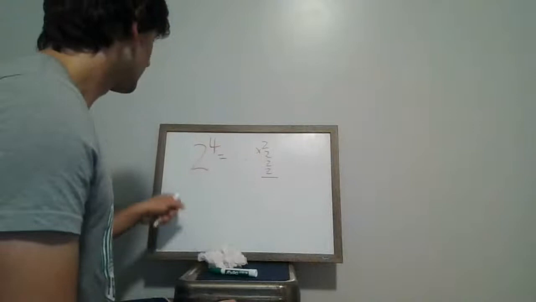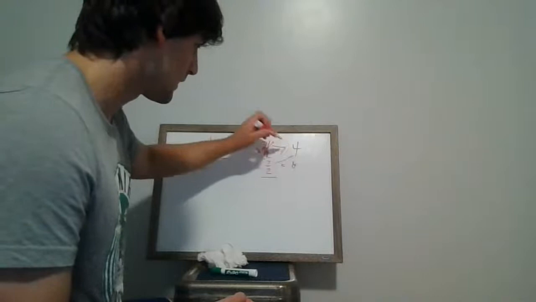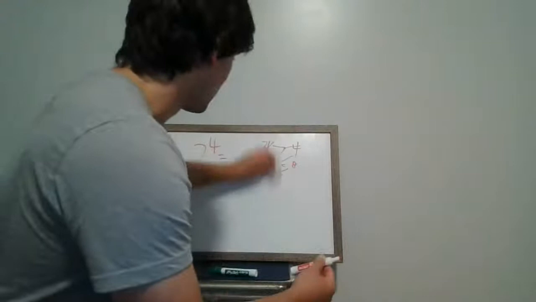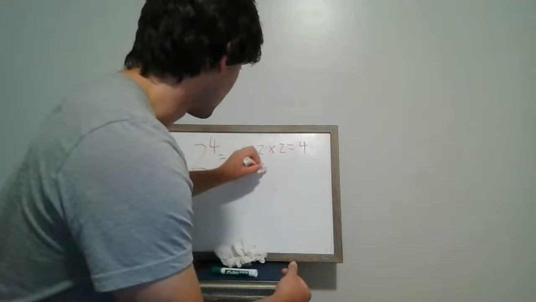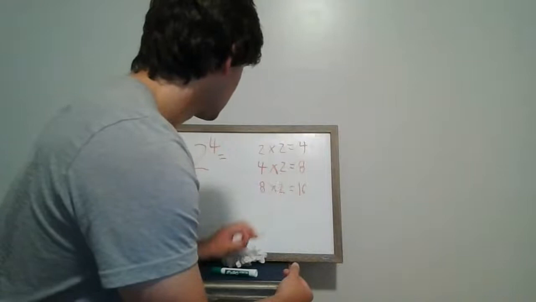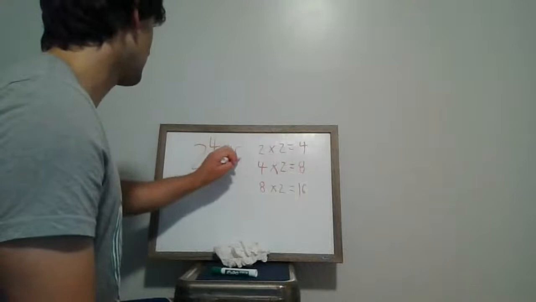So 2 times 2 equals 4. 4 times 2 equals 8. 8 times 2 equals 16. Let me write them out. Two times two equals four, so people don't get confused. Four times two equals eight. Eight times two equals 16. We got our answer there. 2 to the 4th power equals 16.